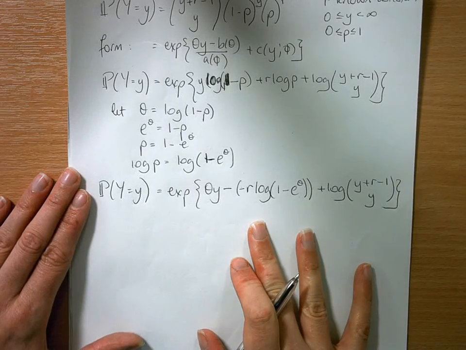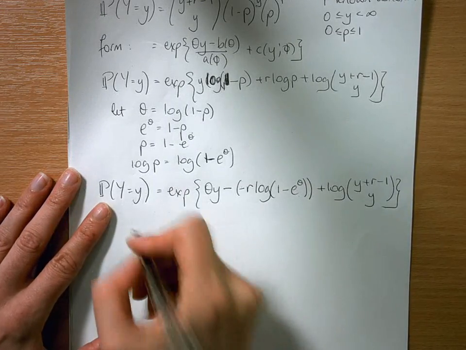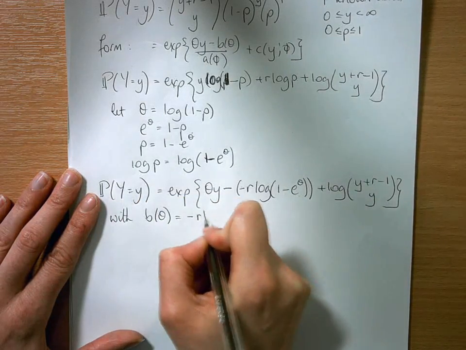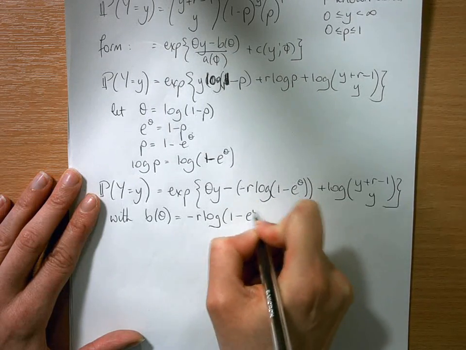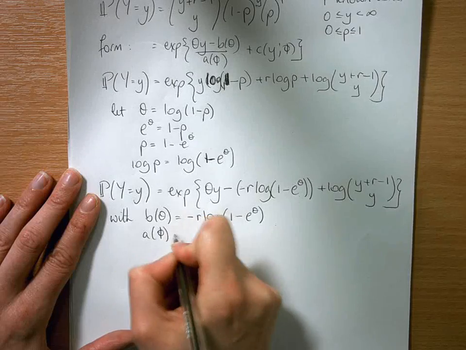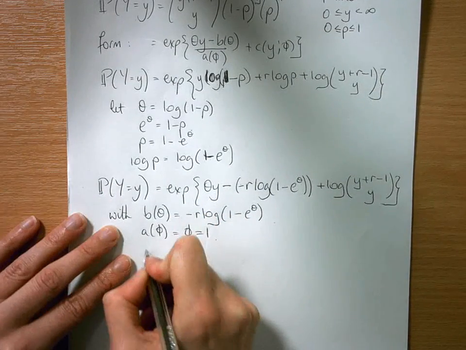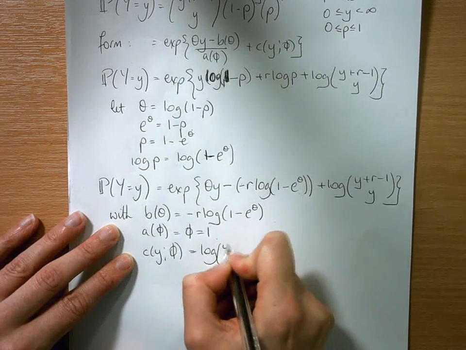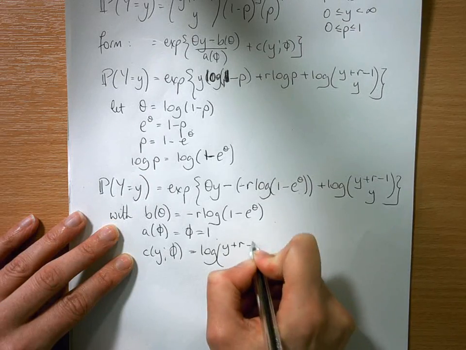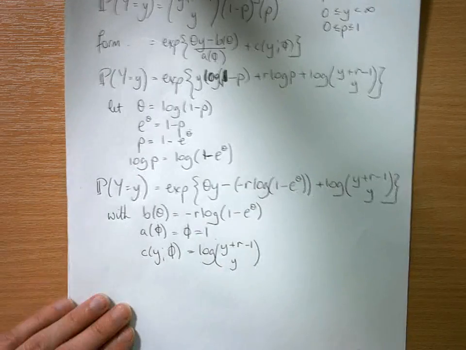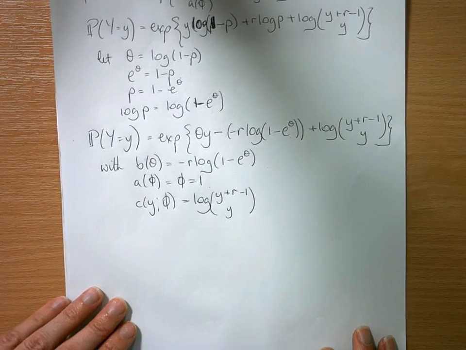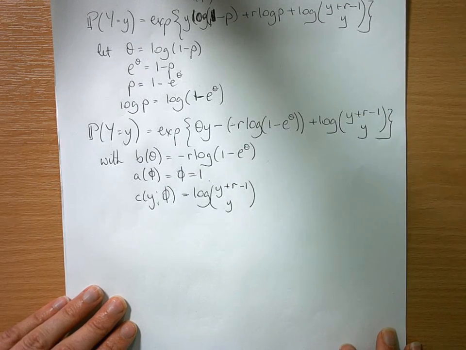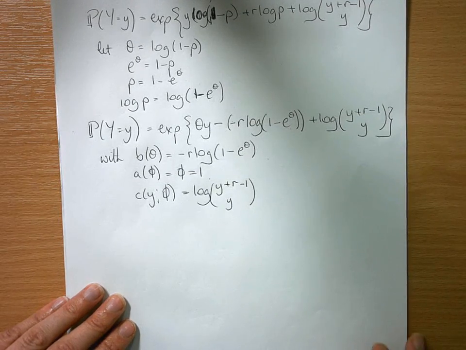So that's actually sufficient to show that it's a member of the natural exponential family, with b of theta equal to minus r log of (1 - e to the theta), a of phi equal to 1, and c of y and phi equal to log of (y + r - 1 choose y). Given that we've shown it's in the natural exponential family of distributions, it's obvious that we would then wish to find the expected value and the variance.